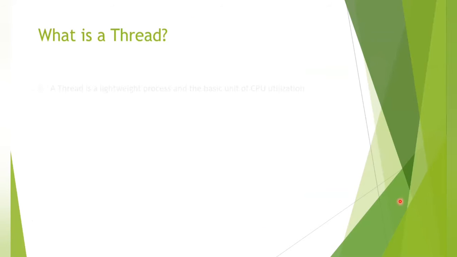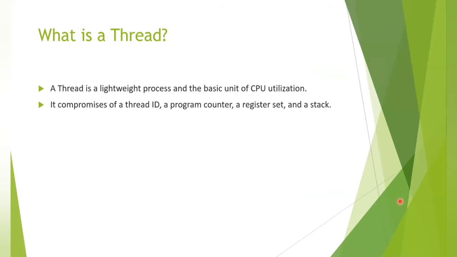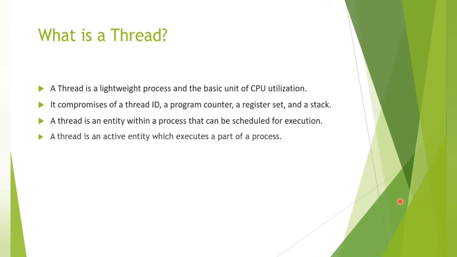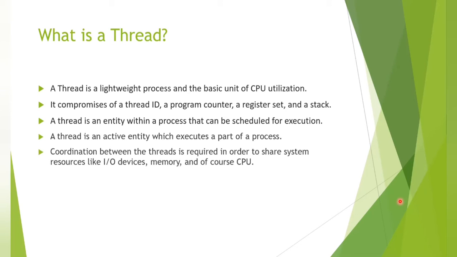So what is a thread? A thread is a lightweight process and the basic unit of CPU utilization. It comprises a thread ID, a program counter, a register set, and a stack. A thread is an entity within a process that can be scheduled for execution. A thread is an active entity which executes a part of a process.